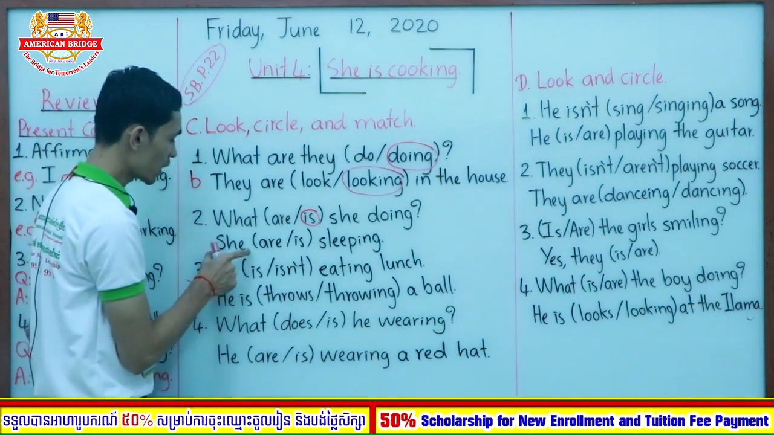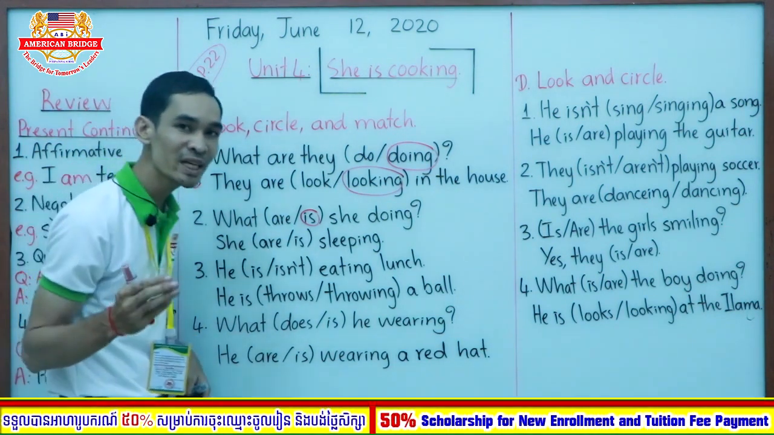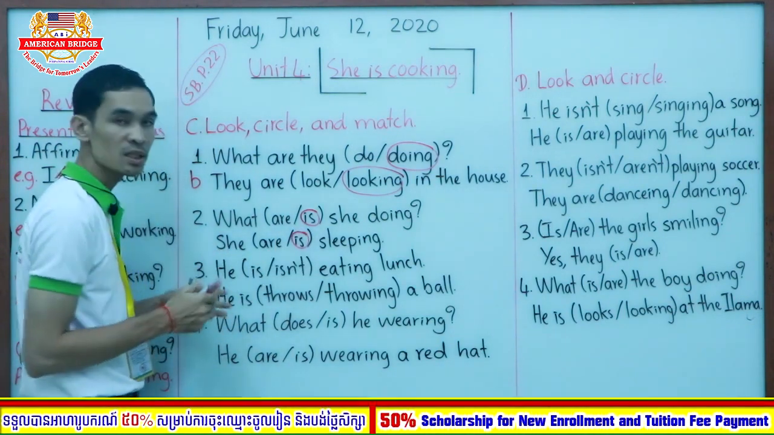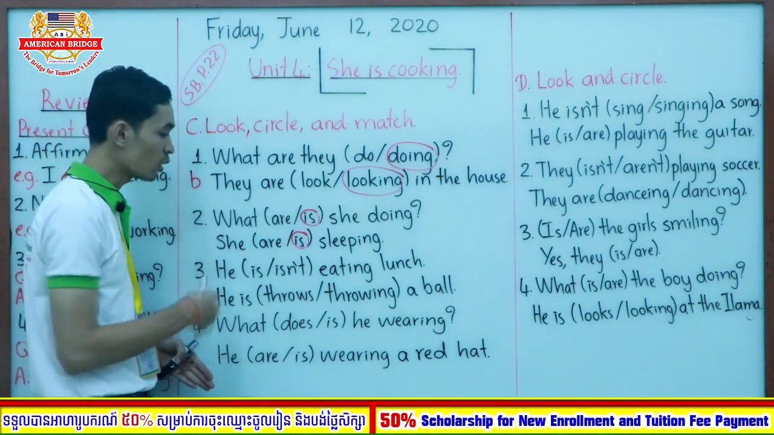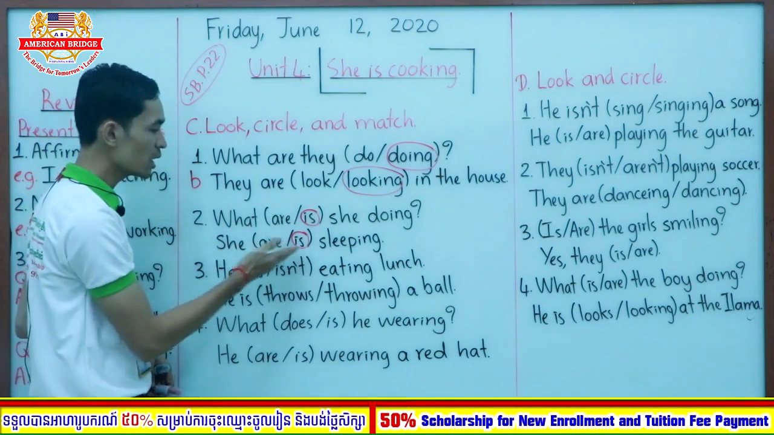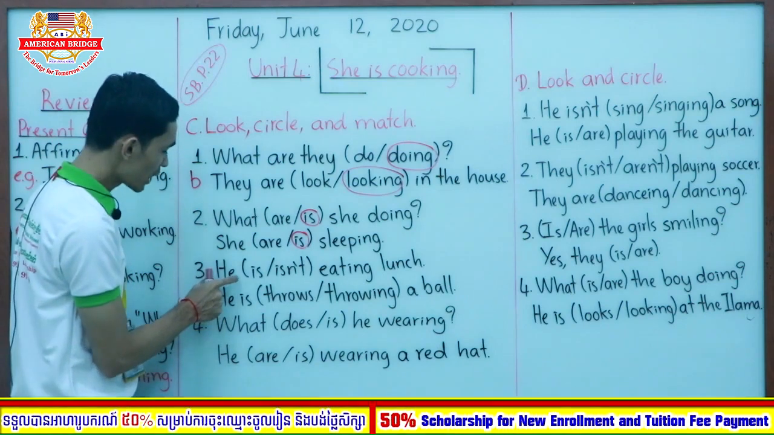Okay, how about this one? She are or she is? That goes without saying. It must be is, right? Why you choose is? Because the subject is she. So she used with is. What is she doing? She is sleeping. Okay, now let's continue to number 3.